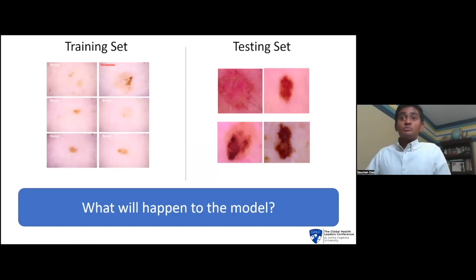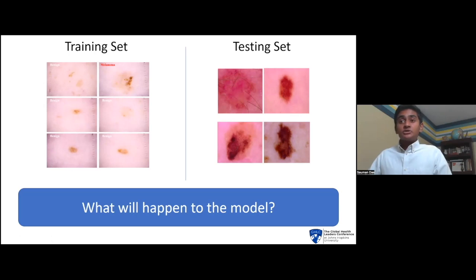So now let's look at a more specific scenario. I've shown some sample images from a theoretical training set and a test set. And probably the first thing you notice is the obvious skin shade difference between the two sets. The training set has a much lighter skin shade. As a result, when we test it on darker images, it's unlikely that the model will perform well.